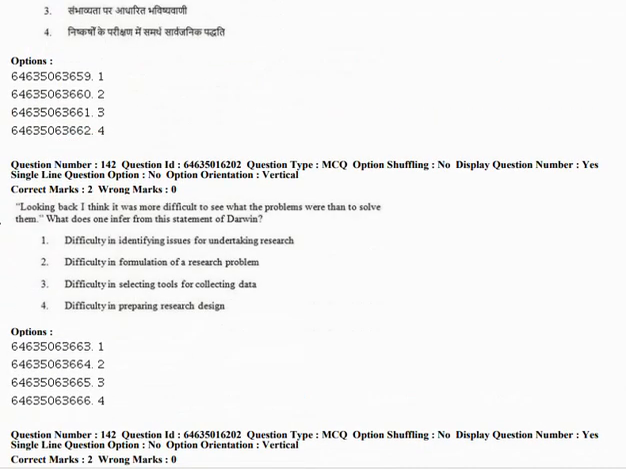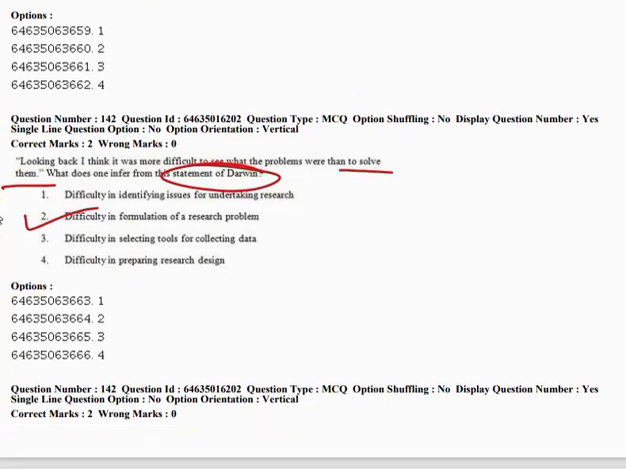Looking back, I think it was more difficult to see what the problem were than to solve them. What does the one infer from this statement given by Darwin? It is difficulty in formulation of research problem. रिसर्च प्रॉब्लम ही बनाने में दिक्कत है ज्यादा पहले के टाइम में.